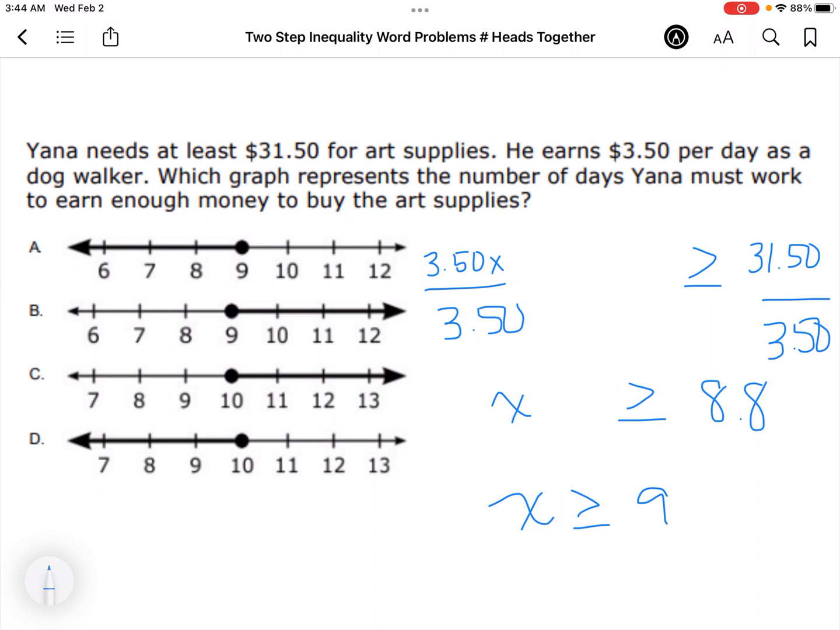Yeah. Okay, so it's got to be greater than or equal to 9. So that would be B.